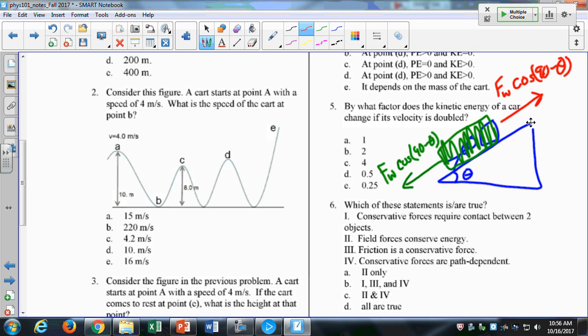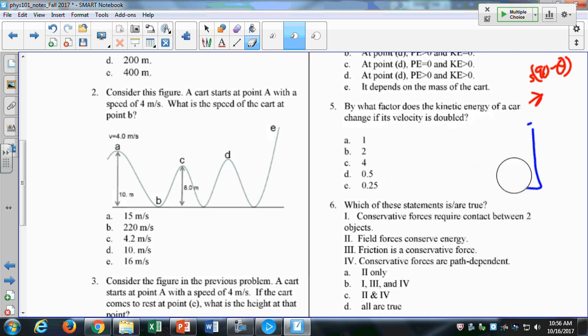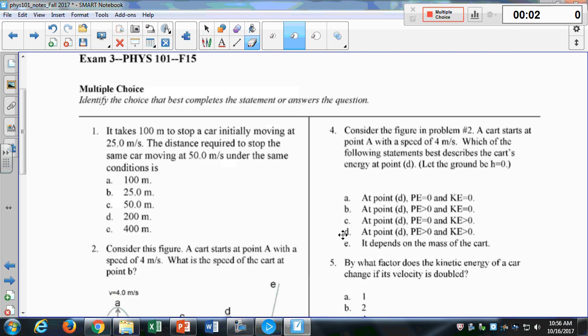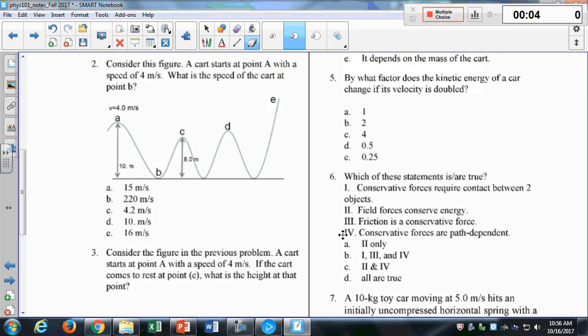Well, let's work through some other problems. Let's see, let's do this number 2 here. This is on exam 3 from last year, number 2. What is the speed of the car at point B? I have this car up here. I want to know what is the speed here. You'll certainly see a problem like this on the test.